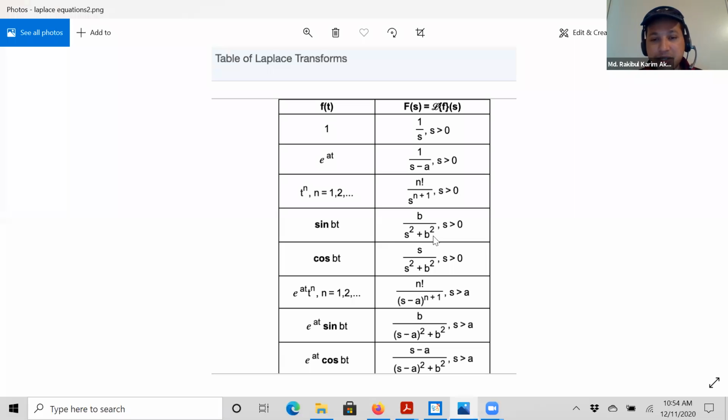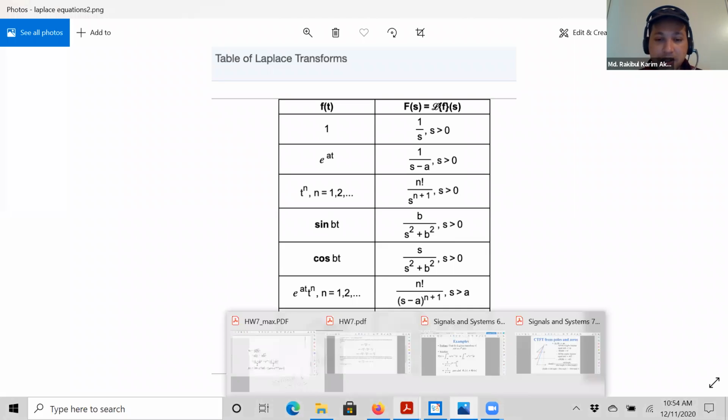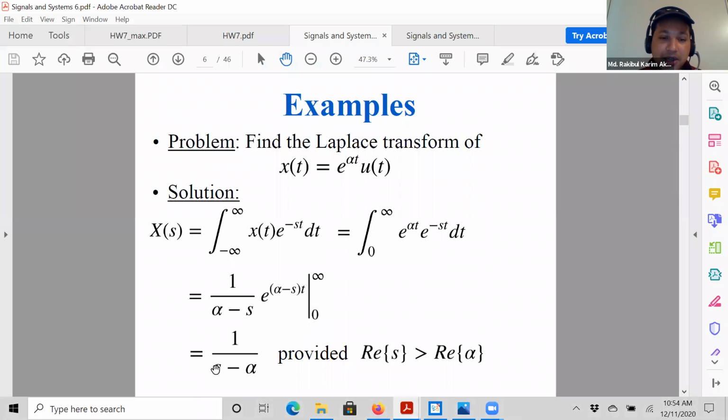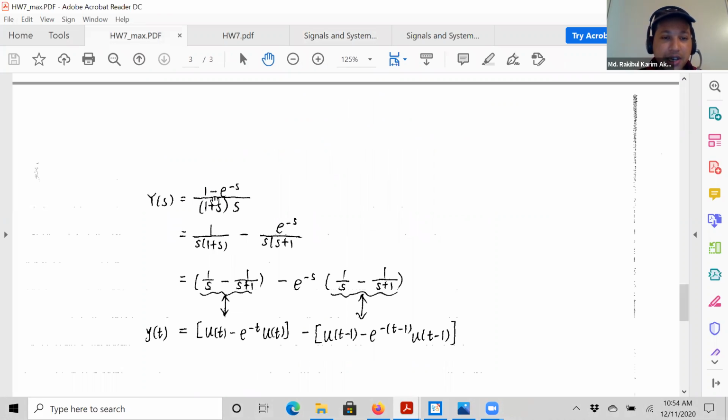So we always have to try to match with this kind of format. Either it is s square plus b square format, or it should be in the 1 by s minus something format. So we are also trying to do this here. This is s times something. We need to try to make it in that kind of format. This is s minus 0. This is s minus minus 1 format. So what are these two lines here? This is that partial fraction expansion, nothing else.